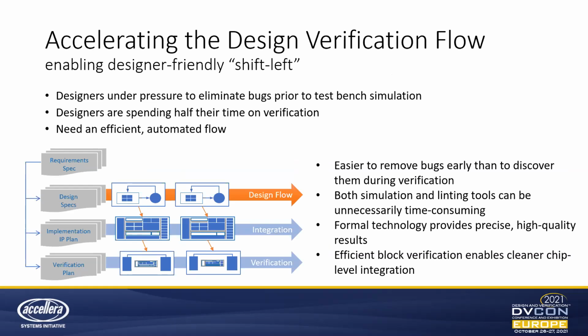So simulation and linting tools can be unnecessarily time-consuming. On the other hand, the formal technology provides precise, high-quality results. There are several types of checks that will enable an efficient block verification for a cleaner chip level integration, and this will increase the designer satisfaction and reduce the time spent for verification. And the most important, there is no need to set up any stimulus, and because this is an automated flow, the only input to the OneSpin DV Inspect is actually the RTL itself.